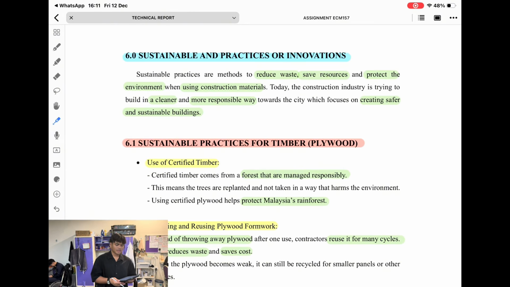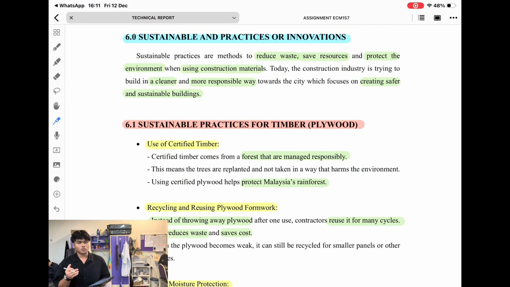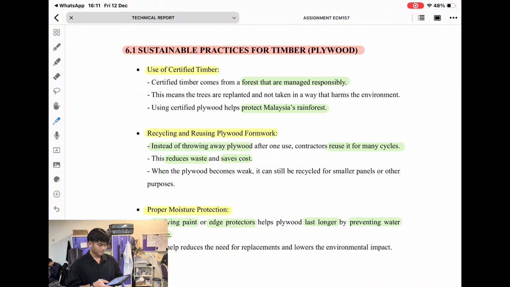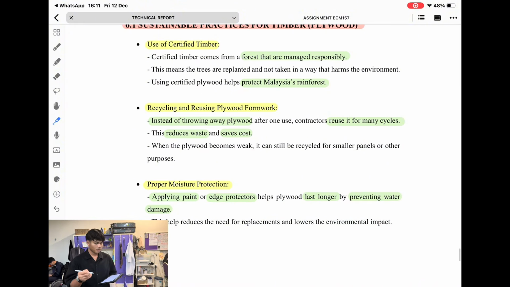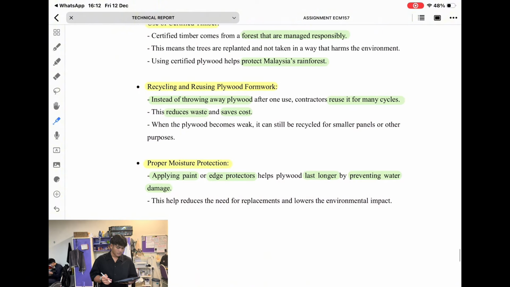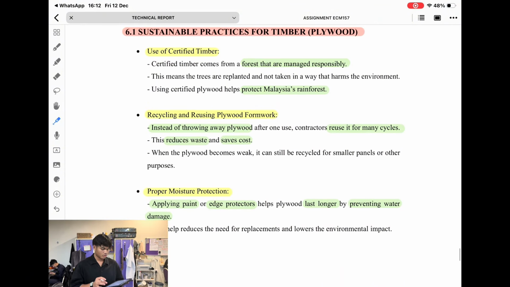Lastly, the sustainable practices or innovations. Sustainable practices are methods to reduce waste, save resources, and protect the environment when using construction materials. For plywood, we need to use certified timber or resources that come from a forest that is managed responsibly. Using certified plywood helps protect Malaysia's rainforest. Other than that, we can recycle and reuse plywood formwork. Instead of throwing away the plywood after one use, contractors reuse it for many cycles. And this also reduces waste and saves cost.